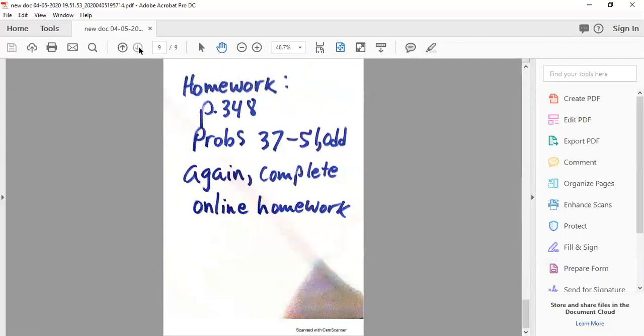Homework for this, page 348, problems 37 through 51 odd. Again, you complete the online homework. This will be the work for Monday. We may show a few more examples of backwards problems on Wednesday.